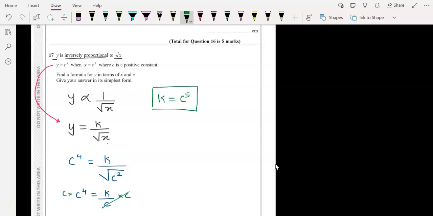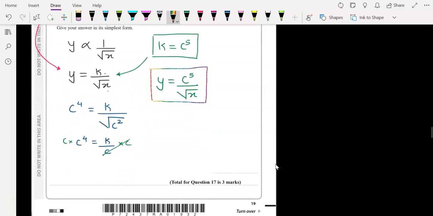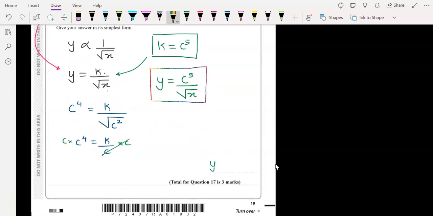Now once you get the value of k, put it back into the original equation. So you get y equal to, in place of k, c^5 over square root of x. Now this is the formula for y in terms of x and c. So you can write your final answer, y equal to c^5 over square root of x.